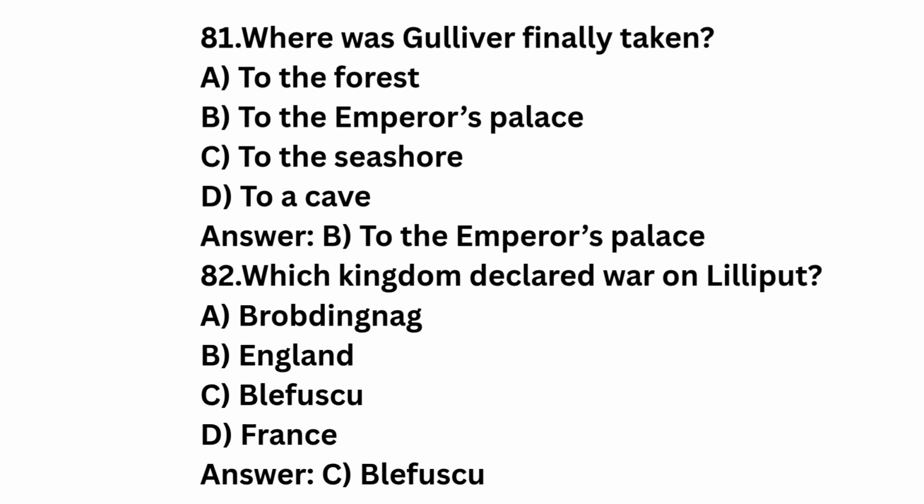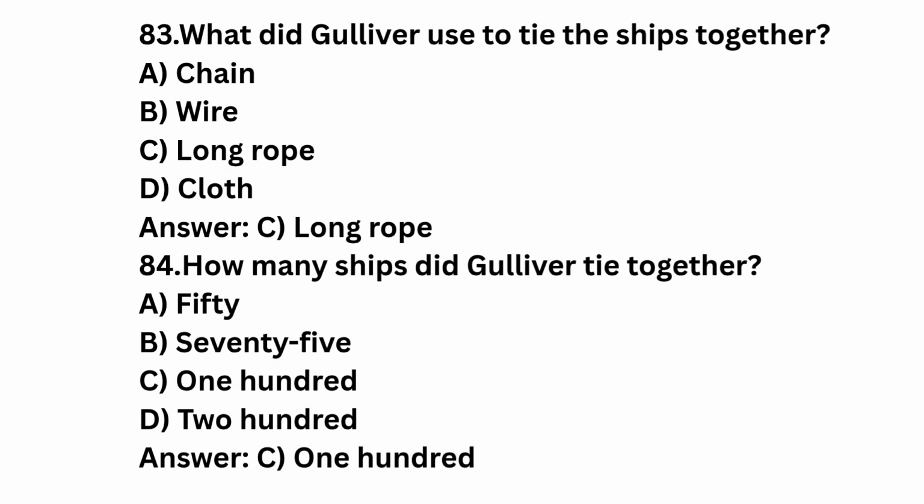Which kingdom declared war on Lilliput? Brobdingnag, England, Blefuscu, France. Answer: Blefuscu. What did Gulliver use to tie the strips together? Chain, wire, long rope, cloth. Answer: long rope. How many ships did Gulliver tie together? 50, 75, 100, 200. Answer: 100.